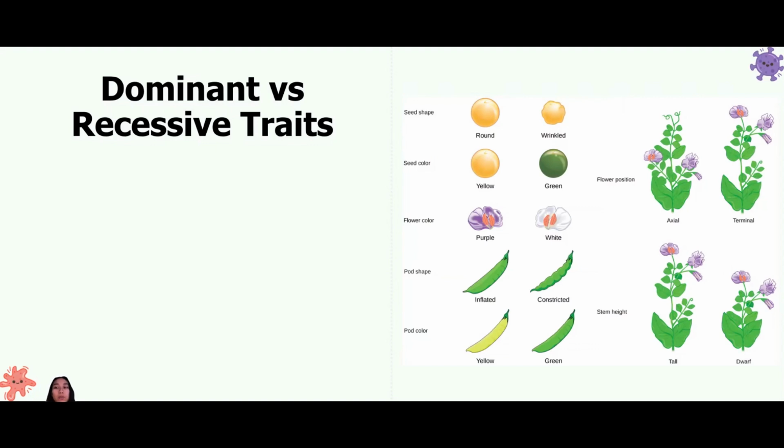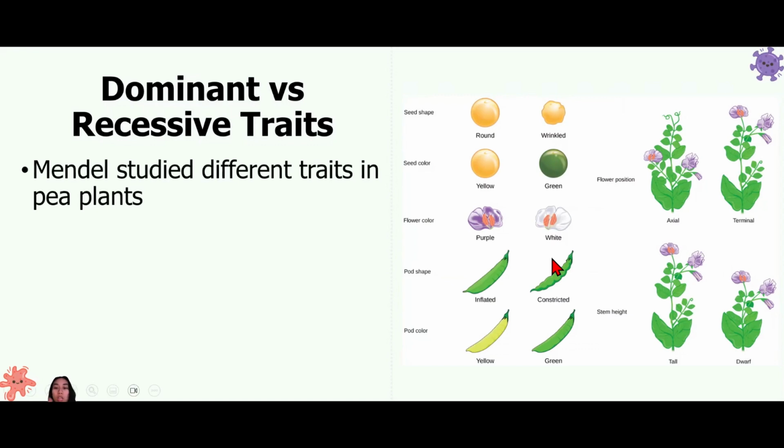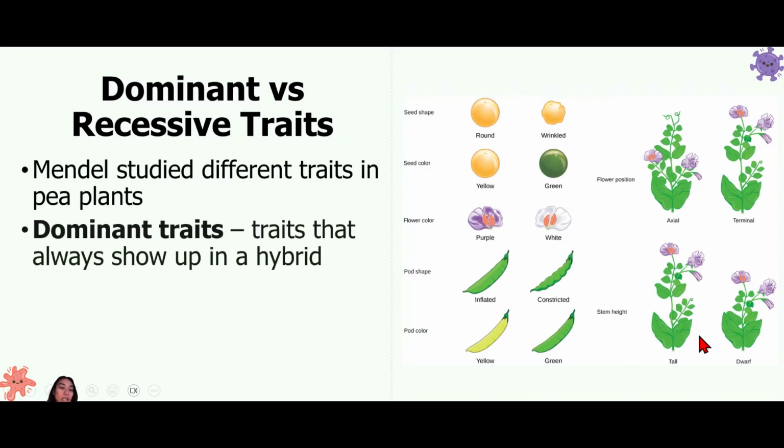He decided to name some of the traits based on whether you see them more often or not. We call those the dominant versus the recessive traits. Again, he's looking at all of these traits in pea plants. This is a diagram of some of the different traits that he looked at, for example, the shape of the seeds, the color of the flowers, the height of the plant. What he found was that there were traits that he considered dominant, meaning that they always showed up in a hybrid. Now, what is a hybrid? It is when you get a parent that has the two different traits. So you have a purple flower and a white flower.